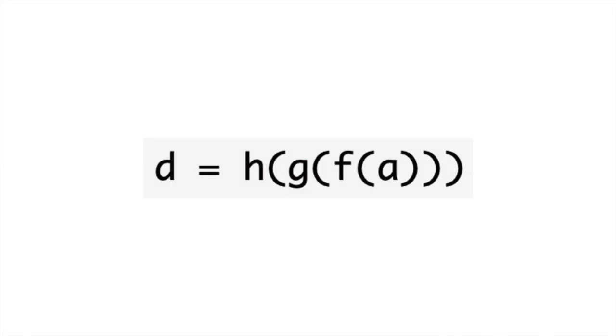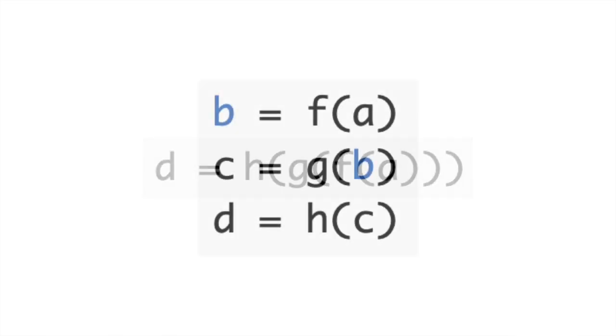We could also unwrap this with intermediates at each point. So for example, here we have b is equal to f of a, c is equal to g of b, d is equal to h of c. In each case, the output of one function becomes the input to the next. One way of representing this kind of sequence of operations is as a directed graph, where the nodes in the graph represent the operations and the edges represent the flows of data.